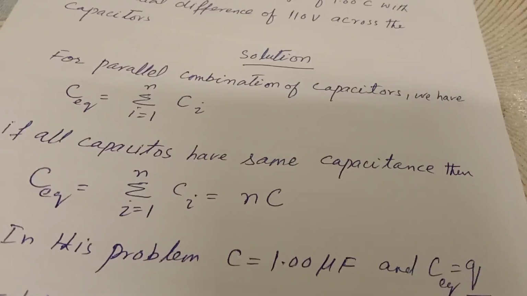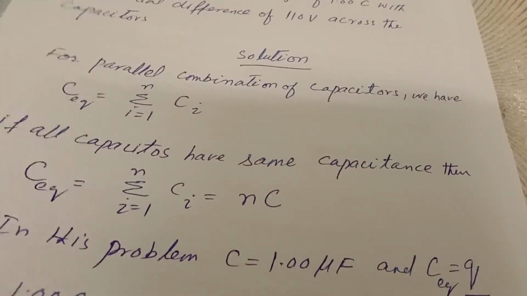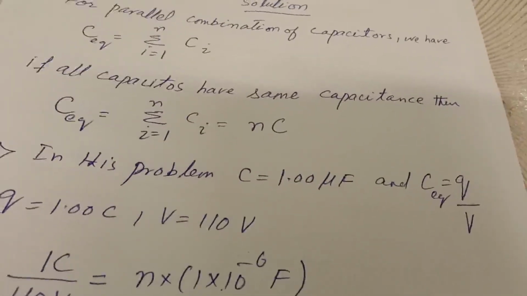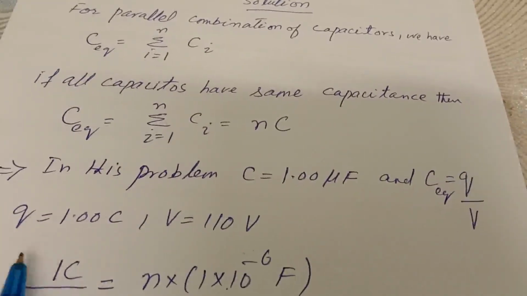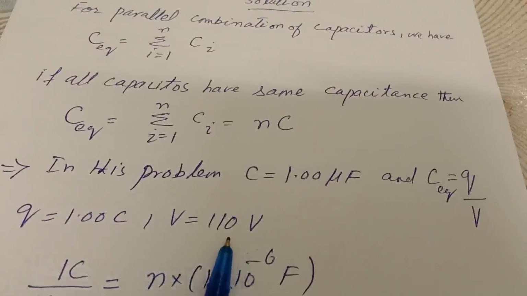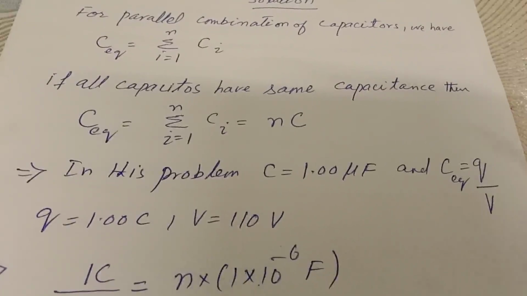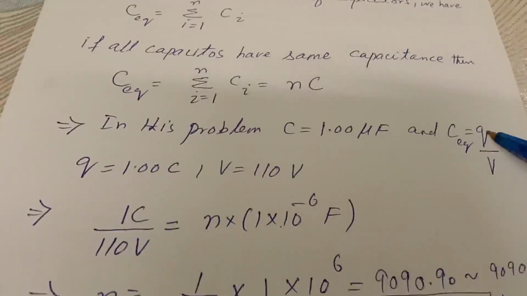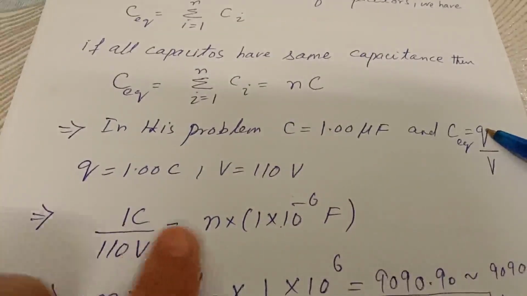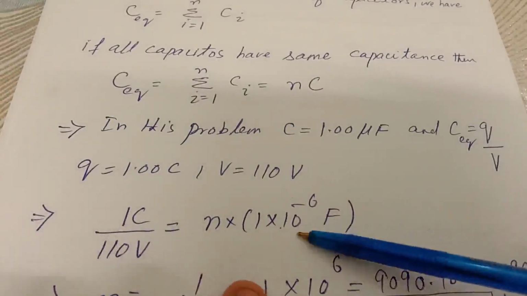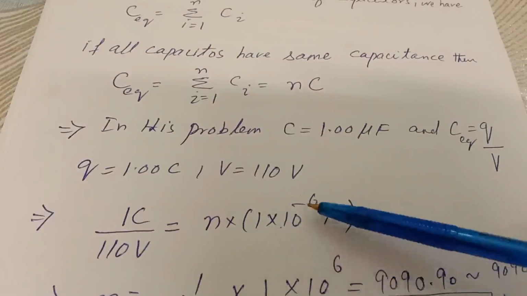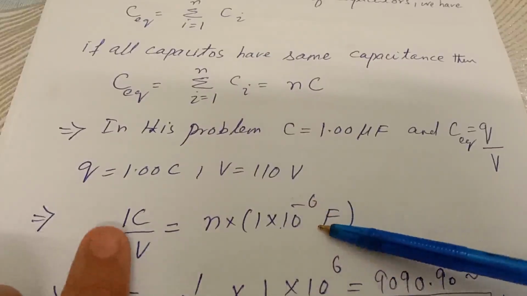Here C is given as 1 microfarad, and for the equivalent capacitance we know that Q is equal to CV, so C equivalent is equal to Q, the total charge, over V. Here Q is given as 1 coulomb and V is 110 volt. So C equivalent is equal to Q over V, which is 1 over 110, and this should be equal to N into the individual capacitance of each capacitor. The individual capacitance is 1 microfarad, micro is 10 to the power minus 6, so it will be 1 into 10 to the power minus 6 farad. We have to find N.